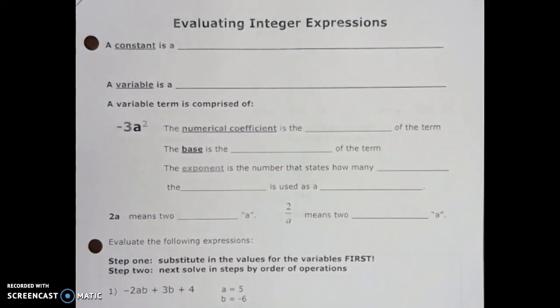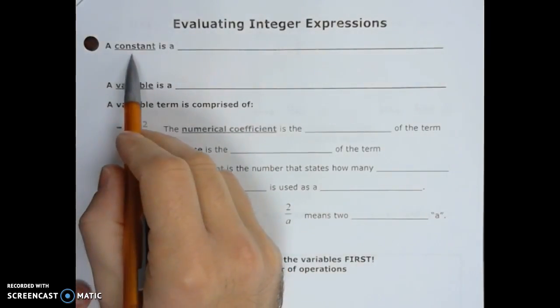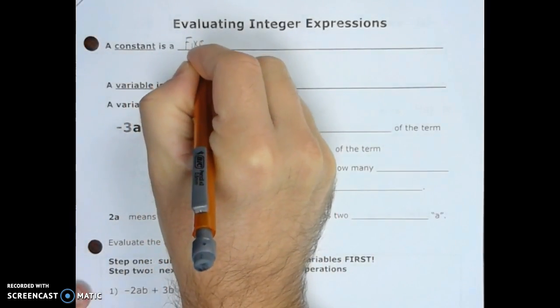In your lesson today, we're going to have an introduction to evaluating integer expressions. Before we start to evaluate expressions, we're going to talk about a couple of terms that you're going to hear a lot in this topic. The first is called a constant. A constant is a fixed value.